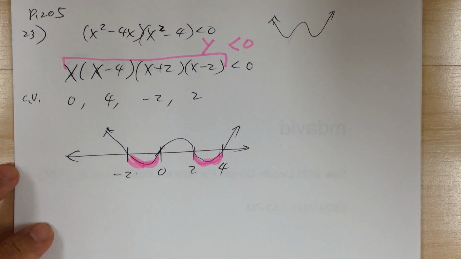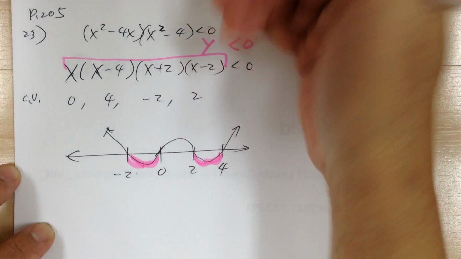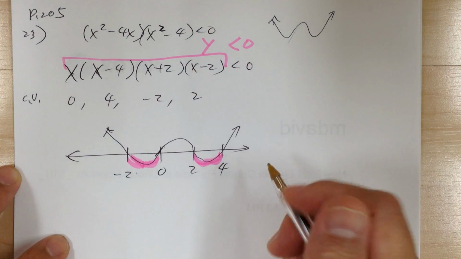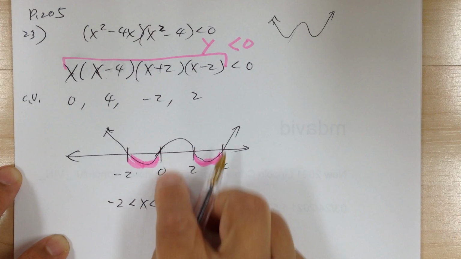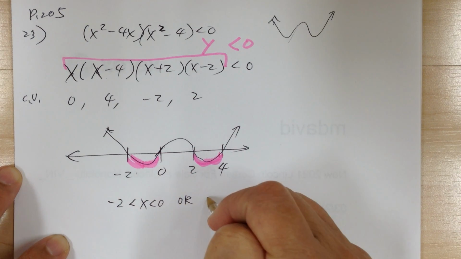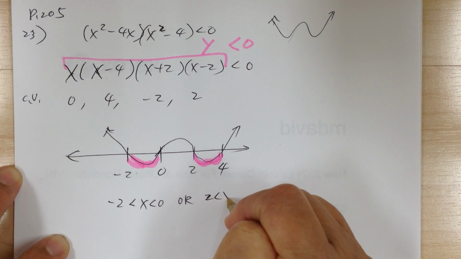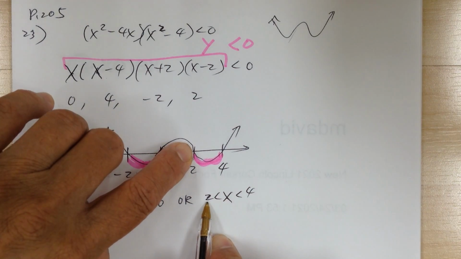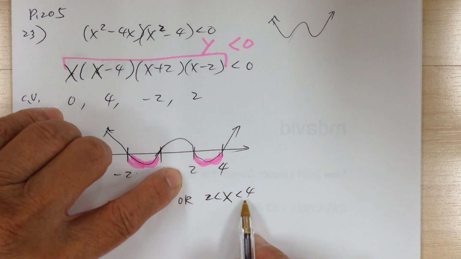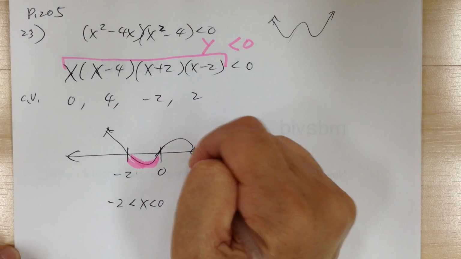Okay, so now let's switch back to the x. So you have to switch from y back to x. So you're going to get negative 2 is less than x, less than 0. So that's this part over here. Or 2 is less than x, less than 4. Again, 2 is this point over here, x is the pink part, and 4 is this point over here. And these are open circles, right?